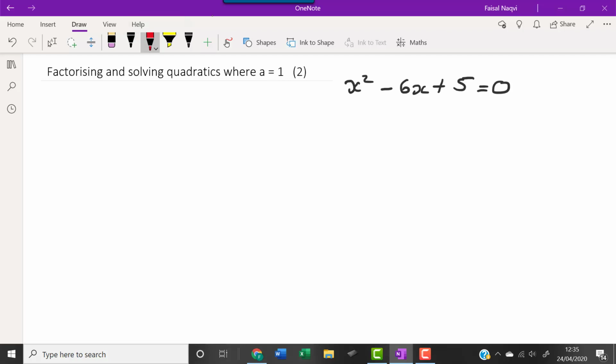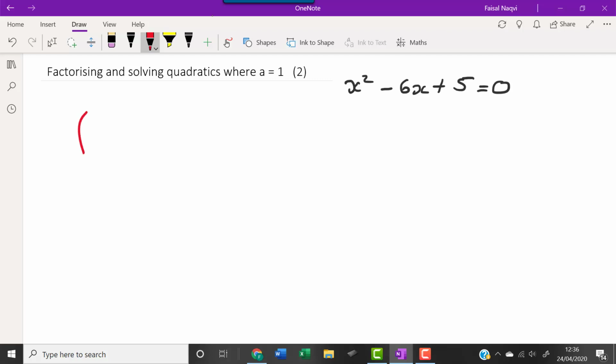If I take a look at the question, firstly I have to identify, is it a quadratic? I've got my x squared, I've got my x, and I've got my coefficient. So it is a quadratic. The number in front of the x squared, there isn't a number there, so it must be 1. So this is a type of question I want to do.